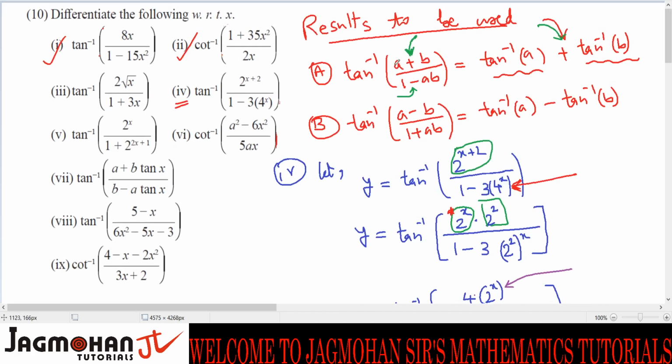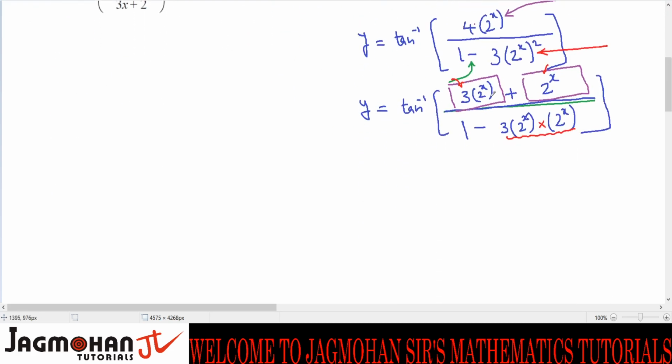See, tan inverse of (A plus B) upon (1 minus AB). Here what's happening? 3 times 2 raised to x plus 2 raised to x upon 1 minus 3 times 2 raised to x into 2 raised to x. So therefore y equals tan inverse of (a plus b) upon (1 minus ab), so tan inverse of 3 times 2 raised to x plus tan inverse of 2 raised to x.